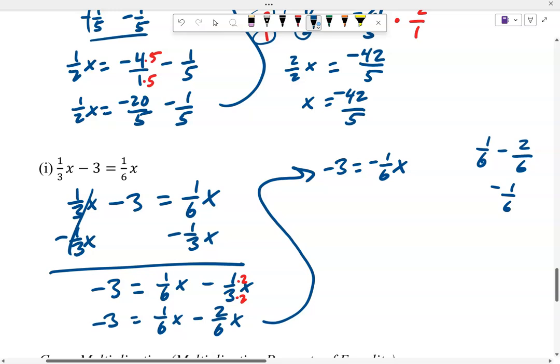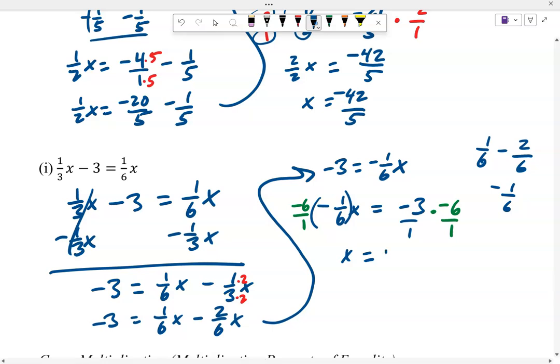And I can write that if a equals b, then b equals a. So if you want to, you can write it like this. That's the same thing. Negative 1/6 x equals negative 3. Now I've got the fractional coefficient. So we're going to go ahead and multiply by the reciprocal, times negative 6 over 1. Negative 6 times negative 1, I get 6 over 6x. I get 1x. And over here I get negative 3 times negative 6, a positive 18 over 1.